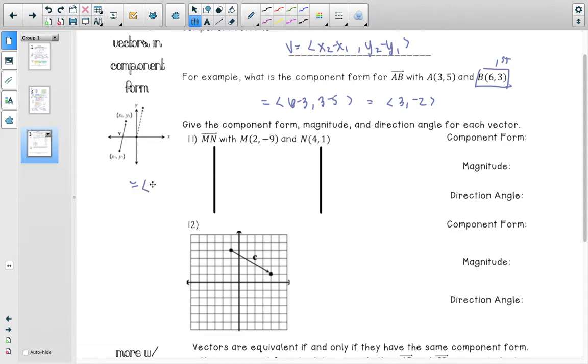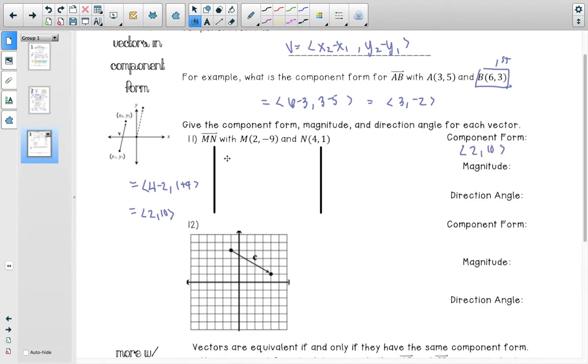So it's 4 minus 2. And you're going to do 1 minus negative 9, which is adding. Oops, and I wrote the answer, which is 9. Okay, so that gets you 2 and 10. So component form is 2 and 10.